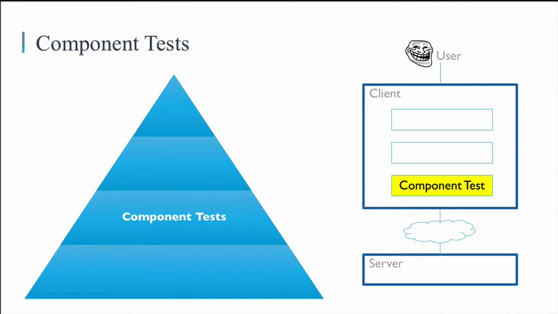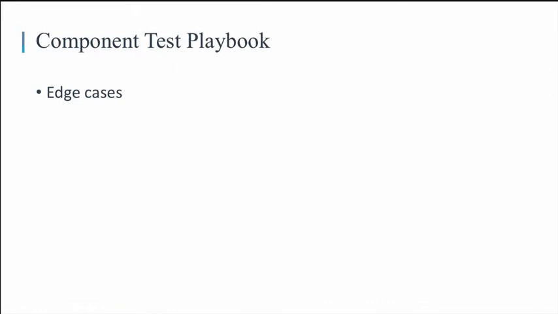Let's take a real world example again. So we've got one of these API components, and we find that we have a crash when the server returns something unexpected, like say it sends back HTML instead of JSON. So we want to test this edge case.